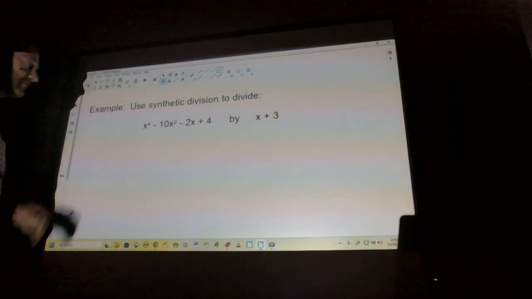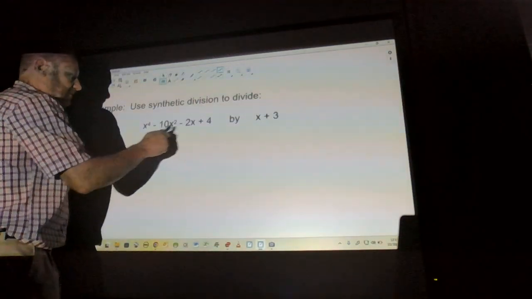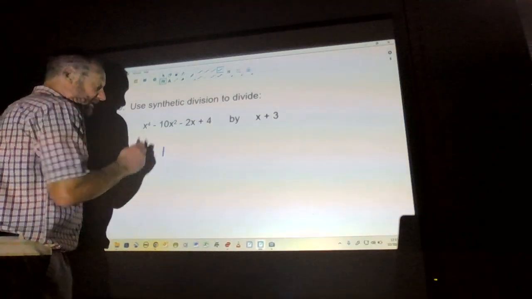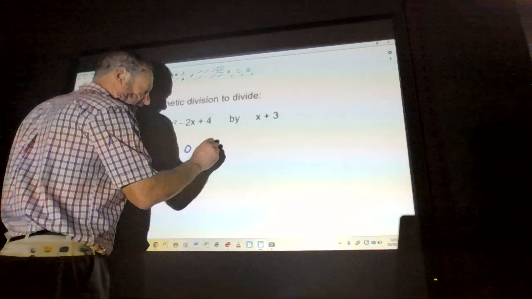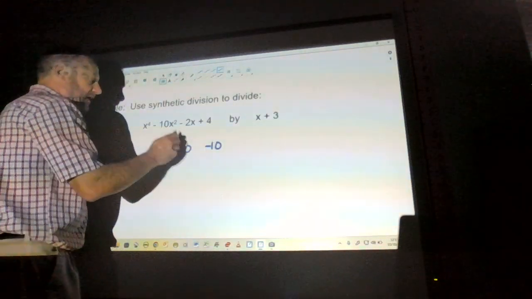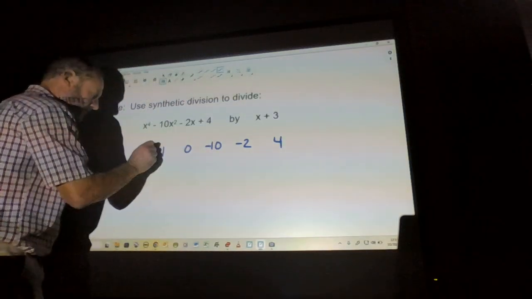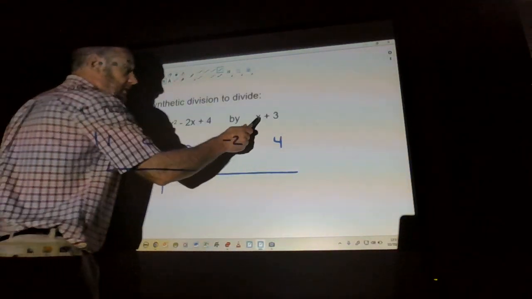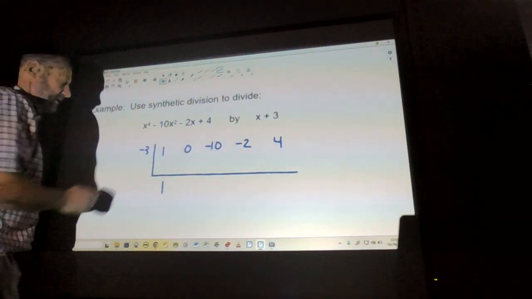I'm going to use synthetic division to divide this. The first thing I'm going to do is write down my coefficients. I got an x to the fourth, the coefficient is 1. I don't have an x to the third, so I put a 0 down. I got an x squared, I'm going to put a negative 10. I've got an x, that's a negative 2, and then my constant is 4. I'm going to bring this first number down. Now I'm going to divide by x plus 3, so I'm going to put a negative 3 here like this.